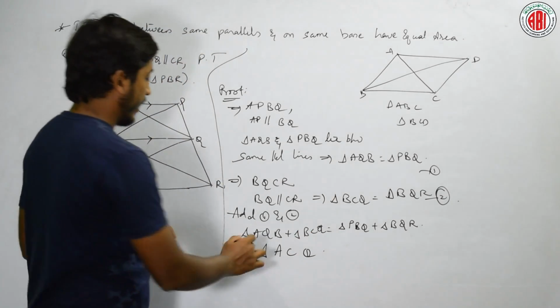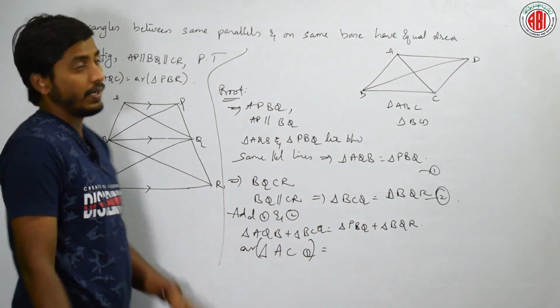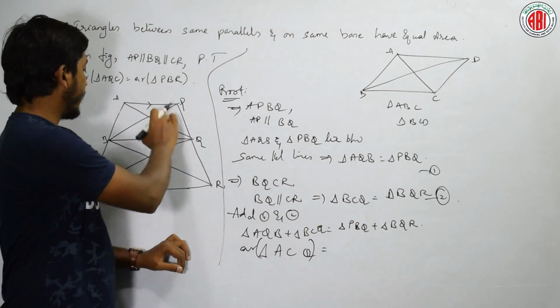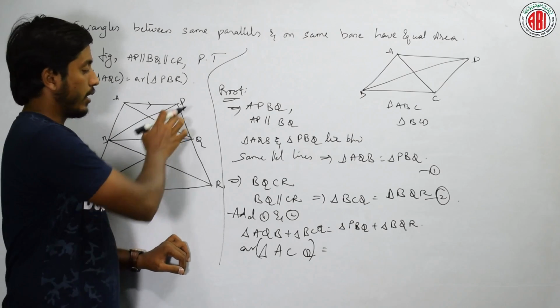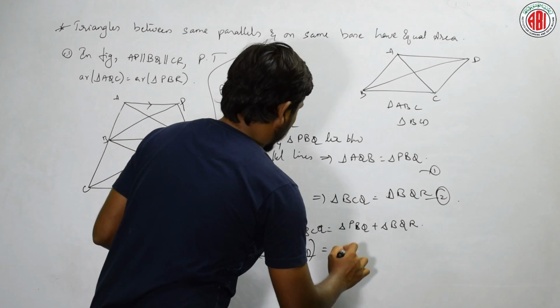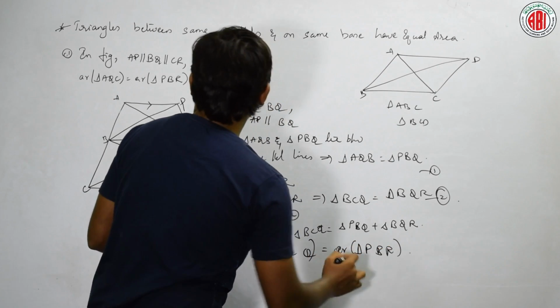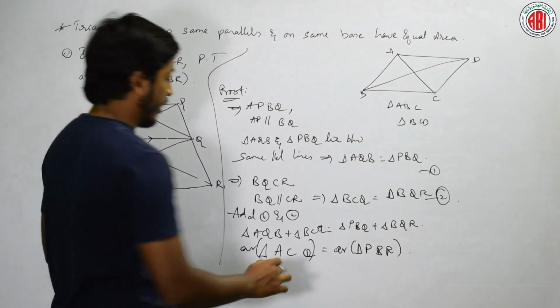Clear? Just add areas for everything, do not get confused. And if you observe here, PBQ, BQR. This comes as PBR, that is equal to the area of triangle PBR. Clear? That is what they asked us to prove, right?